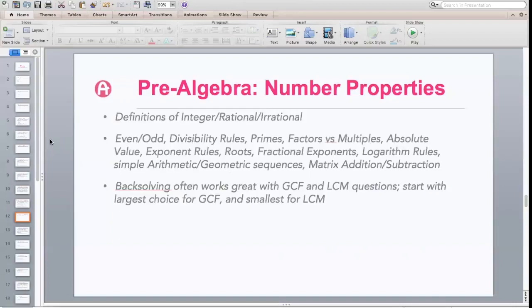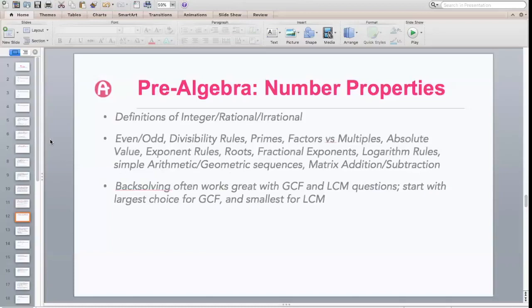In terms of concepts, they should be comfortable with even and odd rules, divisibility rules, primes, prime factorization, the difference between factors and multiples, absolute value, exponent rules, roots, fractional exponents, logarithm rules, simple arithmetic and geometric sequences, and matrix addition and subtraction. I know some of these concepts like matrix addition, subtraction aren't pre-algebra, but the math that you have to be able to do to get those questions right for those concepts are rarely ever more difficult than the pre-algebra applications of them.